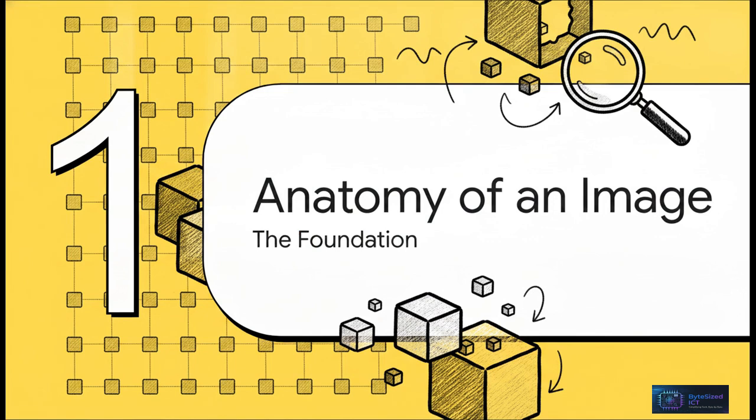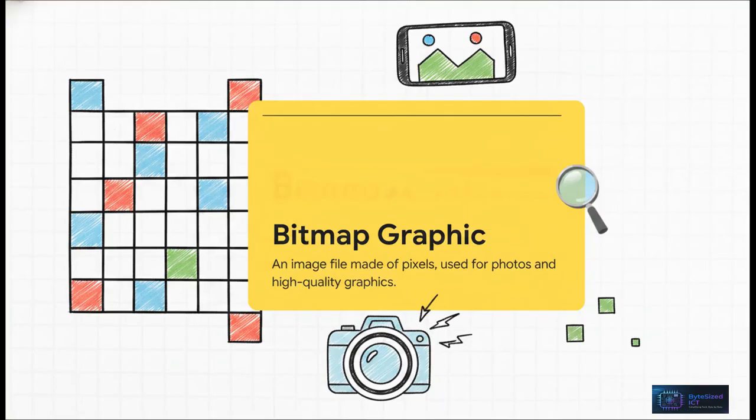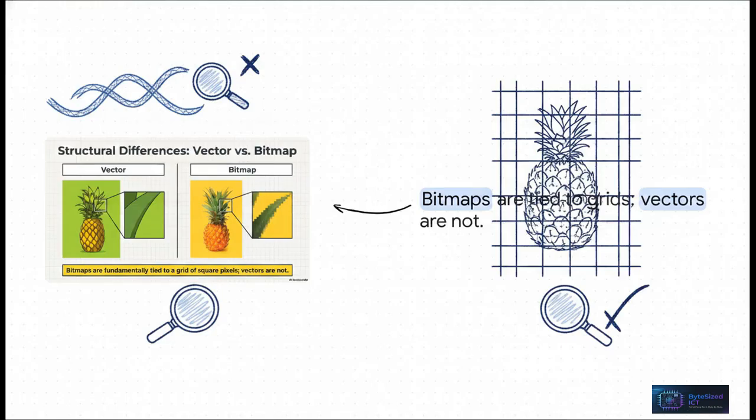All right, part 1, anatomy of a digital image, the foundation. The official term for this underlying structure is a bitmap graphic. A bitmap, which you might also hear called a raster image, is fundamentally just an image file made up of dots or pixels. Whether it's a digital photo you snapped on your phone, a scanned document, or even those high-quality graphics in a modern video game, at the end of the day, it's essentially just a massive digital mosaic.